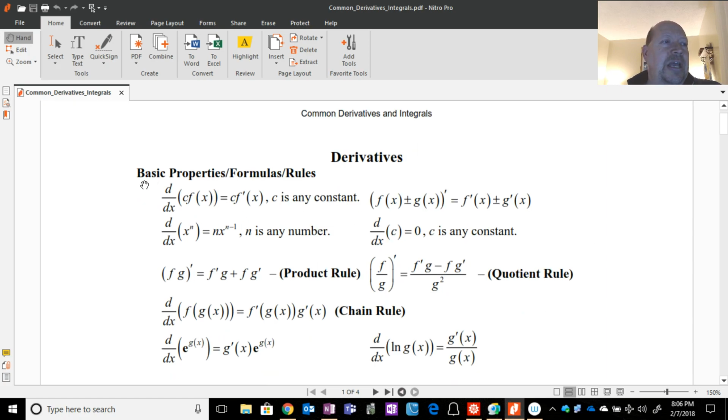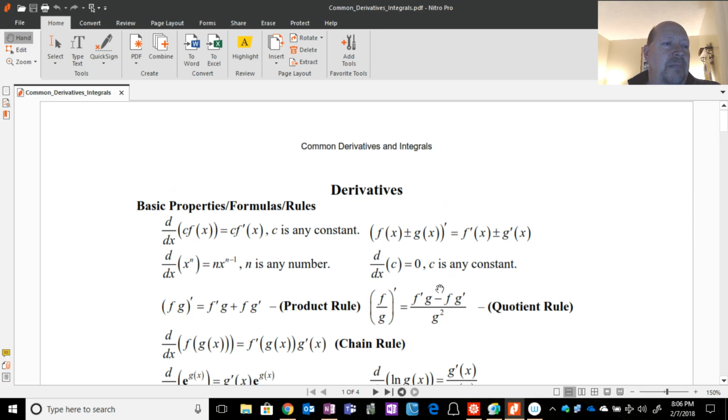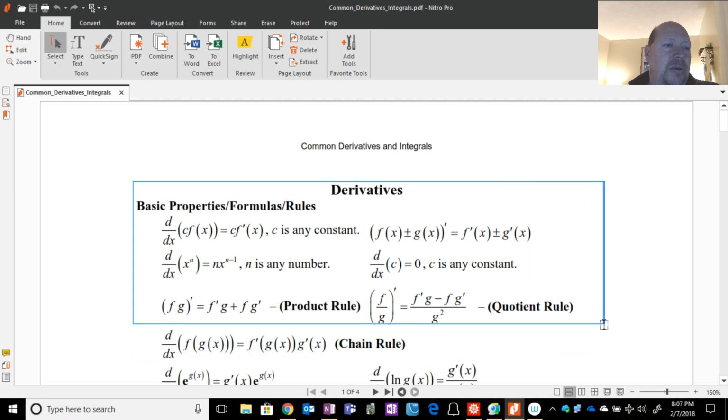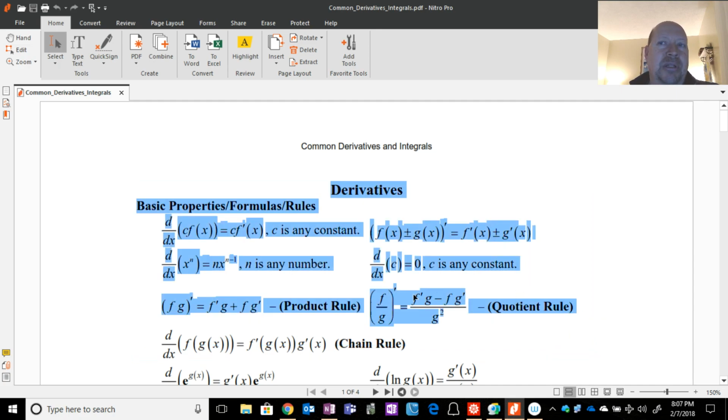So here you're looking at these basic properties and rules. So all of these up in here, and anything above this line that says chain rule. So all of these right in here would be, see if I can surround these. So all those right there in blue, right? That's everything that you should be knowing so far.